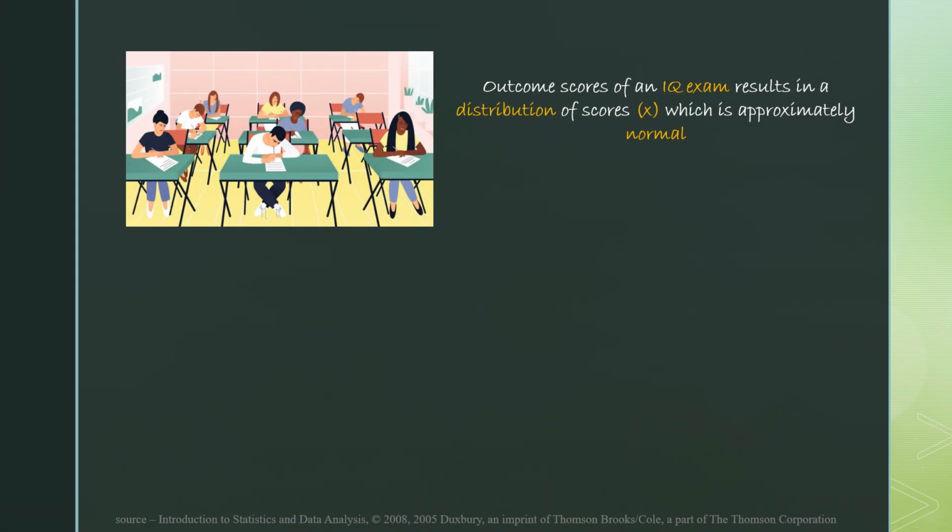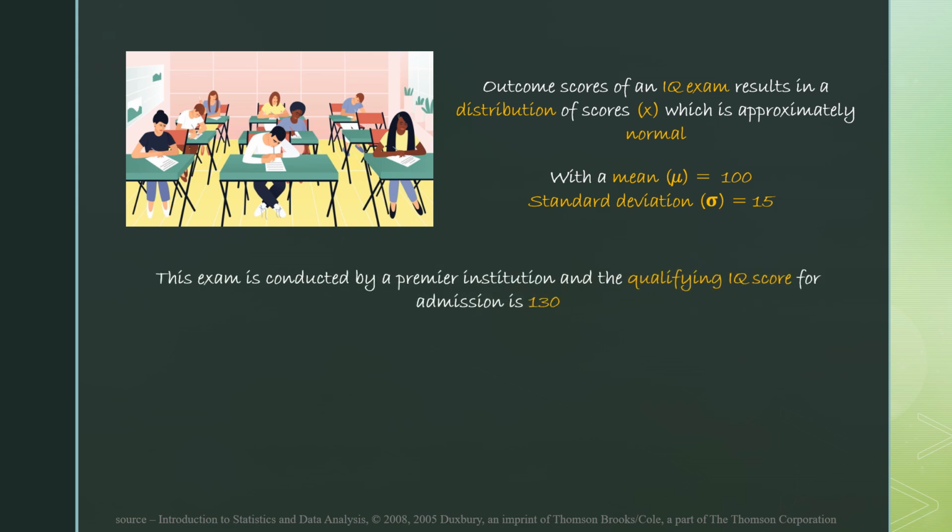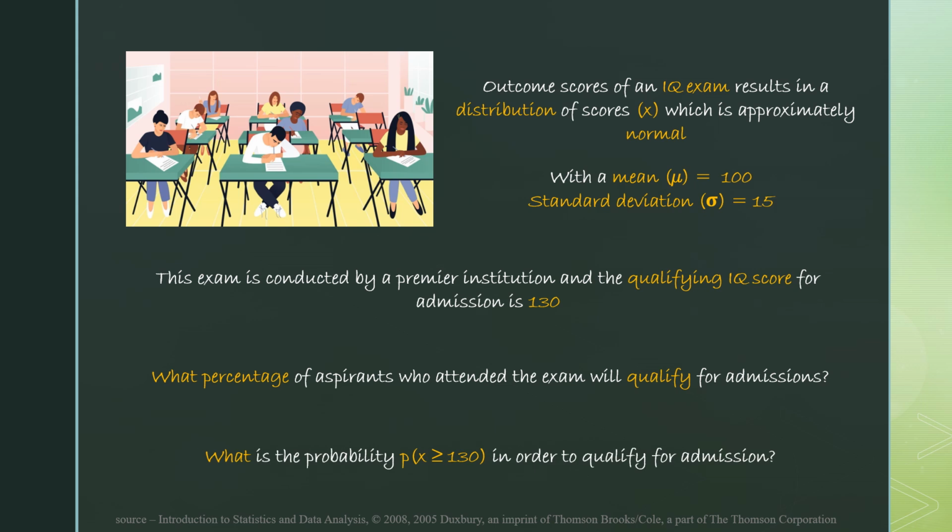Outcome scores of an IQ exam result in a distribution of scores x, which is approximately normal, with a mean value mu equals 100 and standard deviation sigma equals 15. This exam is conducted by a premier institution, and the qualifying IQ score for admission is 130. What percentage of aspirants who attended the exam will qualify for admission? In other words, what is the probability that x takes a value greater than or equal to 130 in order to qualify for admission?